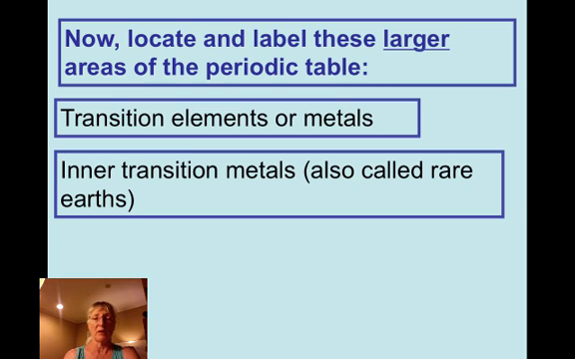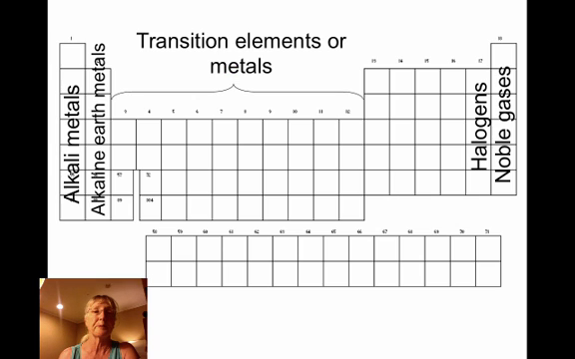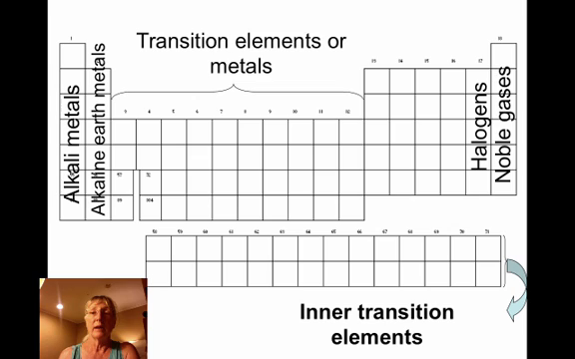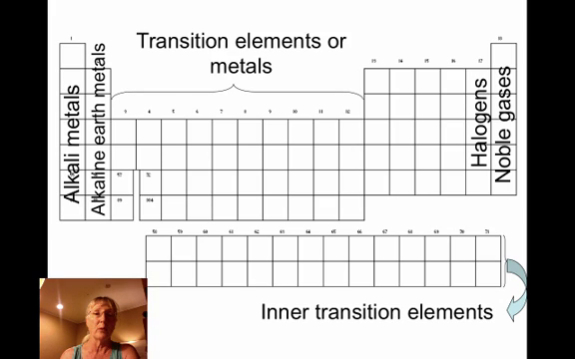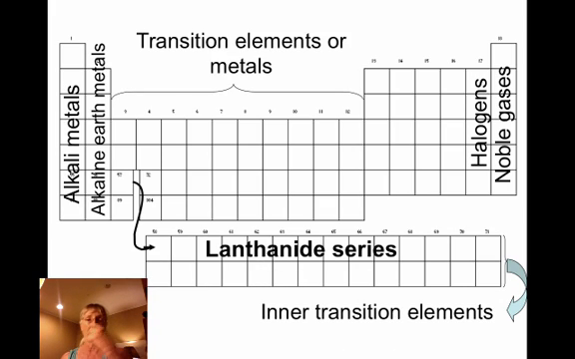It's not so much that they're rare, it's just that they are so similar in properties to each other that it was often difficult to separate them and identify them as individual elements. So here is the first row. The two rows together are called the inner transition elements. So this row and that row together have a name collectively, the inner transition. And the first row is called the lanthanide series.